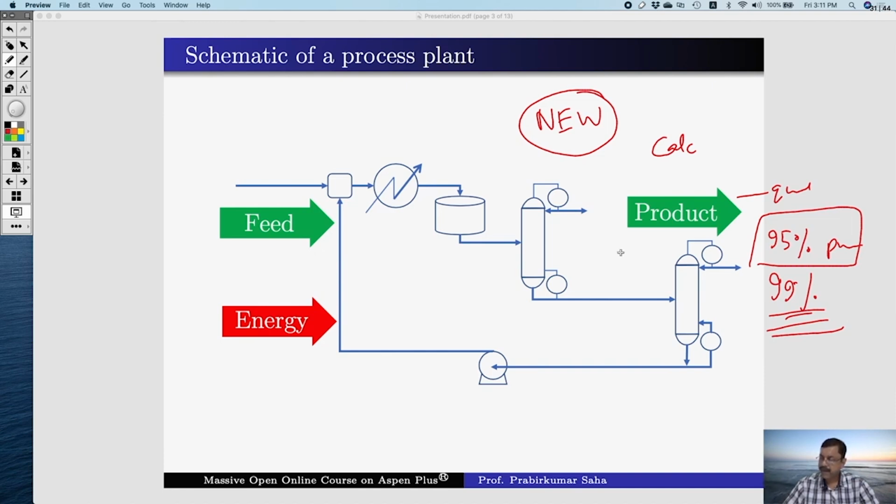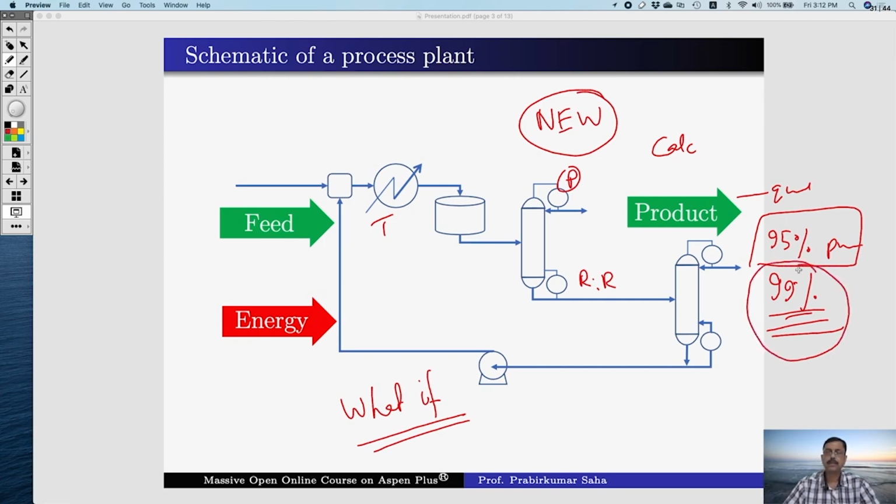So, we have to change a few things. We do not know what to change, but we have to do some what-if analysis. That means, if we change the heater temperature, if we change the condenser pressure, if we change the reboiler ratio, how far will the product quality change? So these are the various what-if analyses that we can do in order to arrive at the market demand quality.